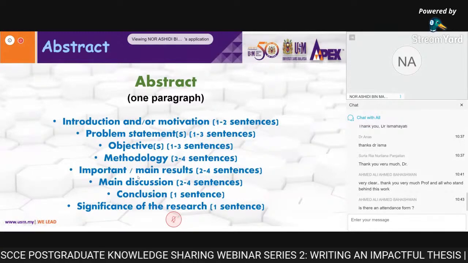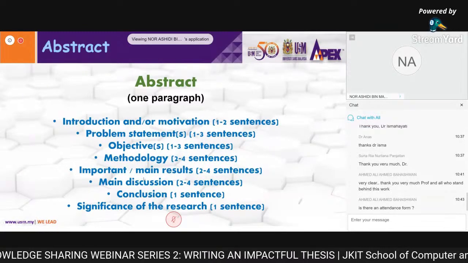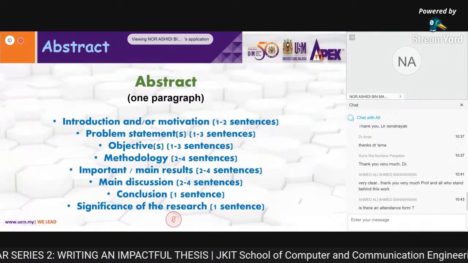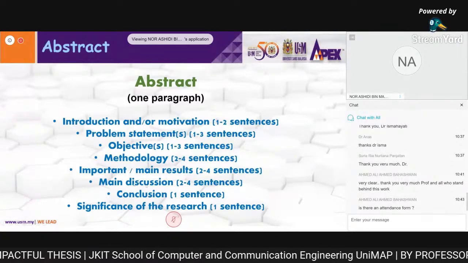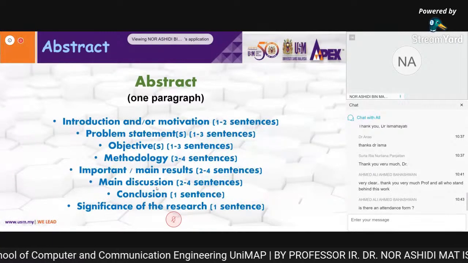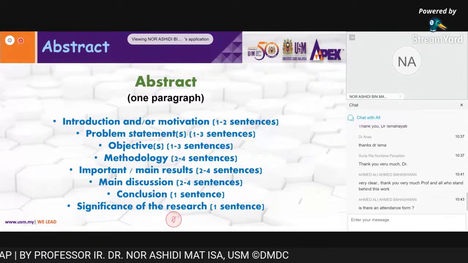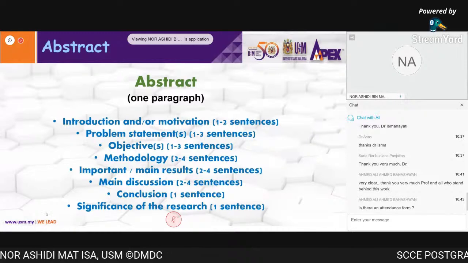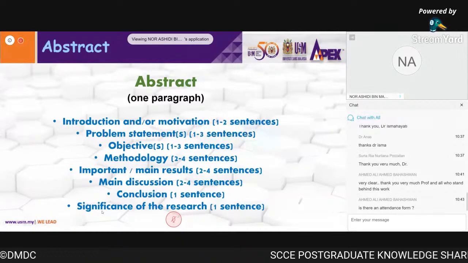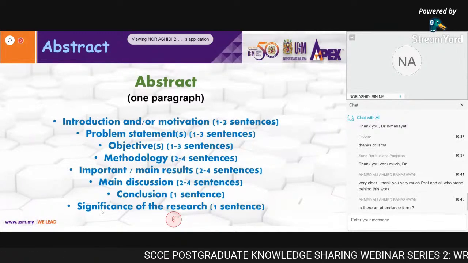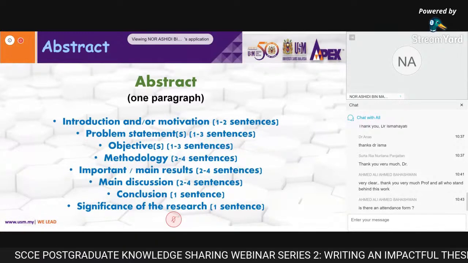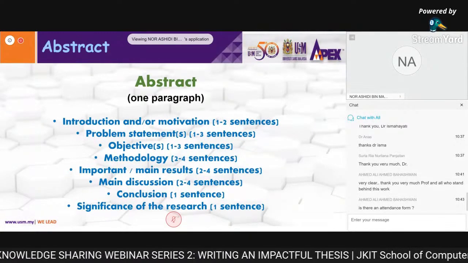Then state the main results, 2 to 4 sentences as well, and the main discussion. Based on that result, what is the outcome? Okay, and then the conclusion, 1 sentence. And the most important thing also is the significance of your research, because we want to know why you do that research work. So what is the significance of your research?